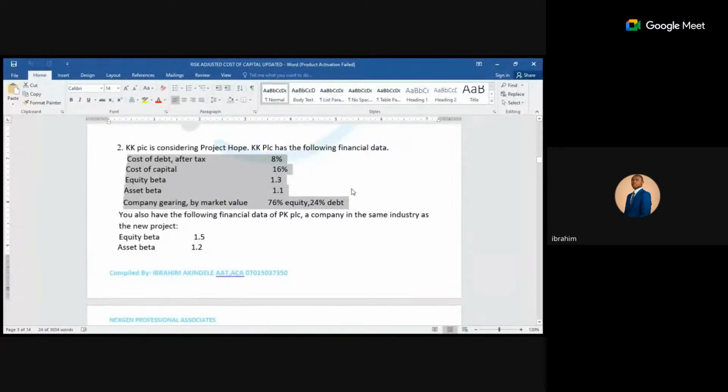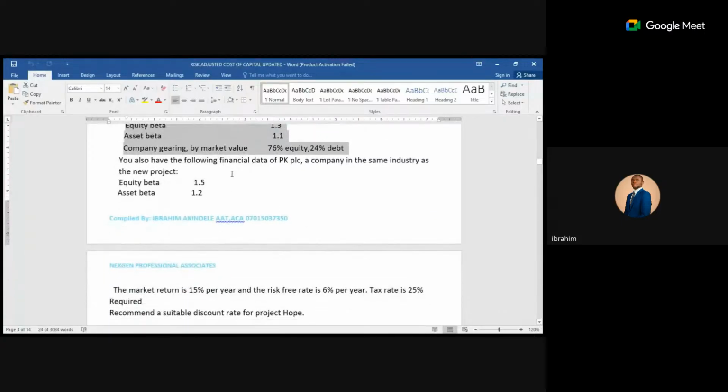Now, KKPLC has the following financial data. Can you see it? The financial data: the cost of debt after tax, the cost of capital, equity beta, asset beta. Company gearing by market value. This is the market value. The market value of equity is 76%. The market value of debt is what? Is 24%.